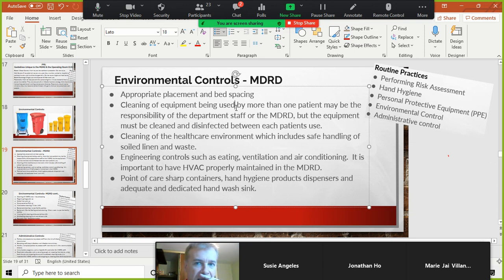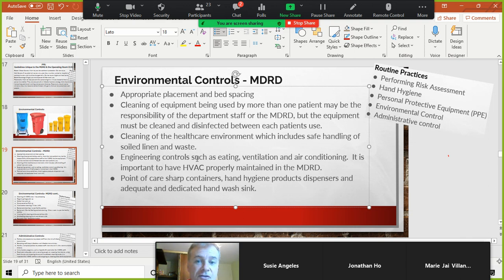Okay? And cleaning of equipment being used by more than one patient may be the responsibility of the department staff or the MDRD, but the equipment must be cleaned and disinfected between each use. Who's going to do that? Who's going to know when to do it? This patient is moving here. Okay. Cleaning of the healthcare environment, which includes safe handling of soiled linens and wastes.